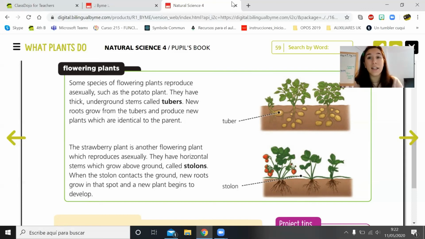And the last thing, planting a potato is super easy. I'm going to leave here in the description of the video a link to another video where they explain how to plant a potato.